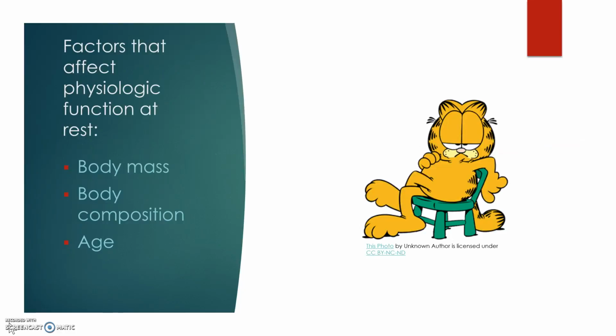Factors that affect physiologic function at rest. Body mass. The greater the body weight, the higher the resting metabolism weight. Body composition. Muscles in the body burn more calories than fat. Age. Metabolism slows down naturally in adults at a rate of 2 to 3% per decade. This is due to the loss of lean muscle mass. Gender. Body mass and composition are higher in men than in women, giving men the advantage.